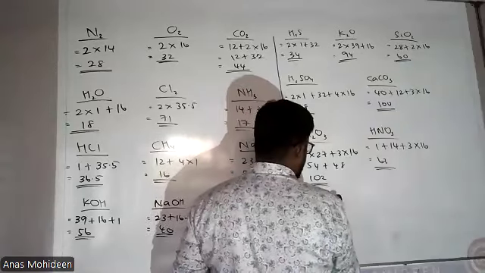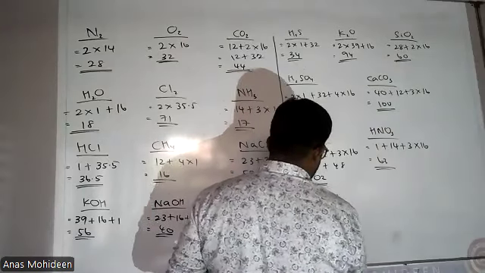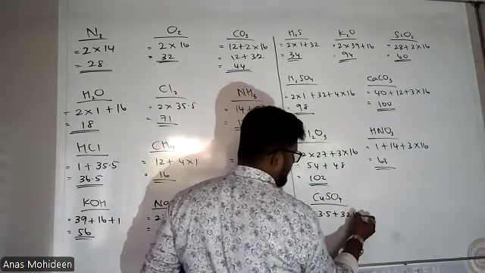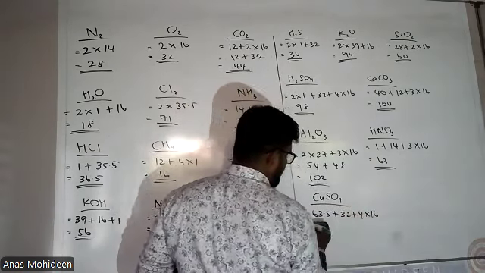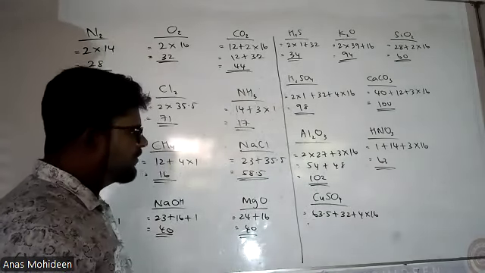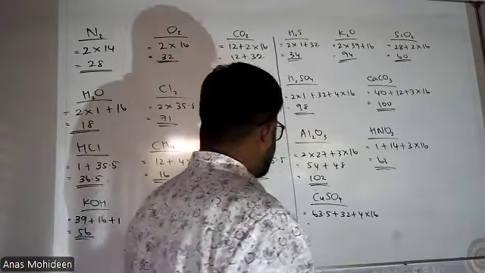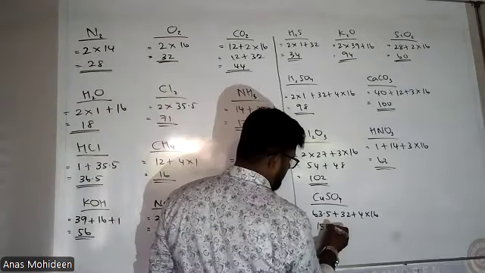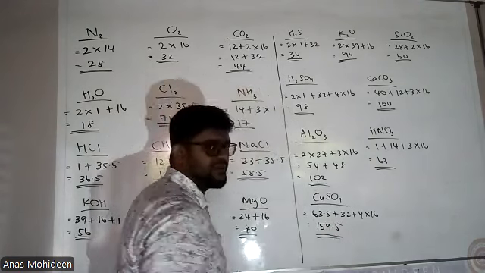CuSO4, copper sulfate. How much is Cu? 63.5. Sulfur 32. Oxygen 4 into 16. 64, 96, 159.5.